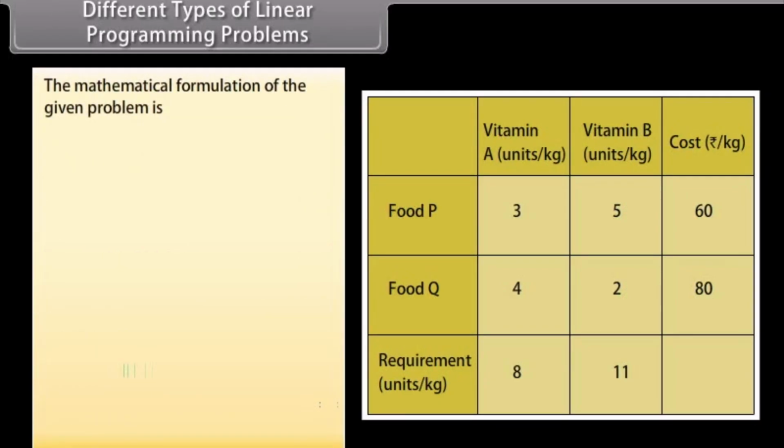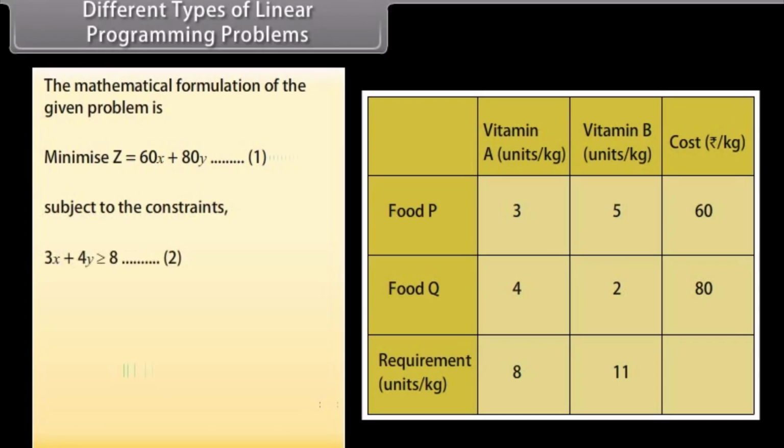The mathematical formulation of the given problem is minimize Z equals 60x plus 80y. Mark it as equation 1. Subject to the constraints 3x plus 4y is greater than or equal to 8. Mark it as equation 2. 5x plus 2y is greater than or equal to 11. Mark it as equation 3. x, y is greater than or equal to 0. Mark it as equation 4.